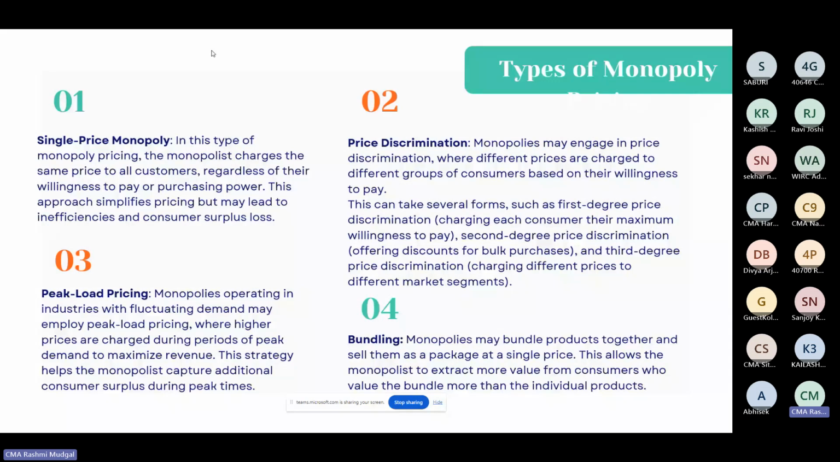Bundling also. Bundling products means selling them in a package at a single price, where I am making a mixed product. I'm selling two products together. If you want to buy a bat from the company, you have to buy a ball also. So I'm making a mixed supply where I am bundling the products. It allows monopolists to extract more value from customers who value the bundle more than the individual products. There are so many places where bundled products are used, like Diwali gifting packages. We can see here. Is there any question till now on monopoly?